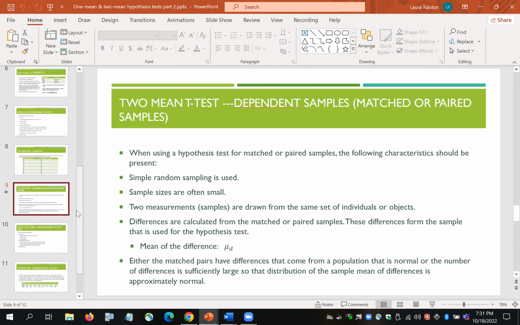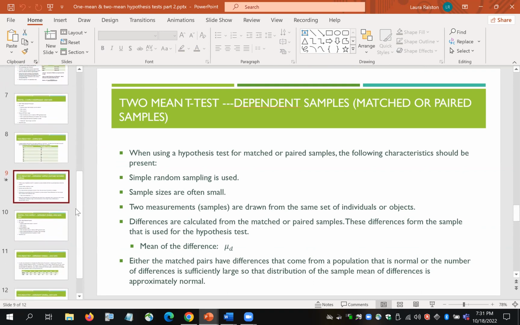So I'm going back to a parametric test. We looked at the independent two-mean t-test, which is parametric. We've looked at Mann-Whitney U, which is the comparable non-parametric. So that's finished. We're going back to the parametric test, and we're going to look at what is typically called the paired t-test.